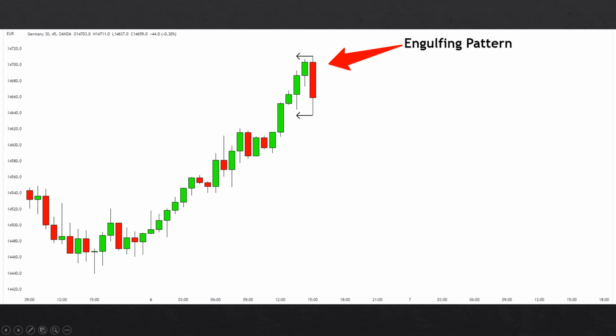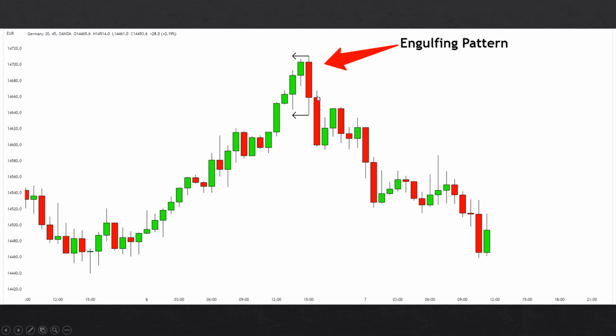In this image, you can see the 45-minute time frame of the German index. Notice how the range of the current candlestick completely engulfs the range of the previous candle, and how the current candle is bearish, indicating a reversal to the downside. In this next chart, you can see how the bearish engulfing pattern, or the outside candle, indicated a reversal successfully.